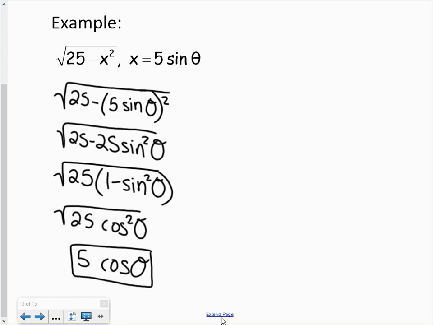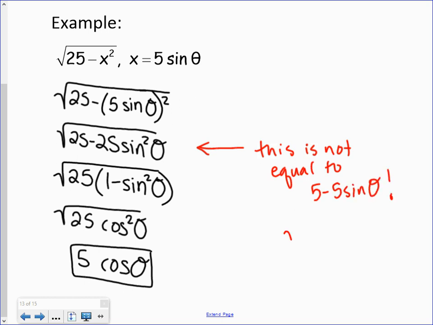If you feel like you might fall into a trap, make a little note. This is not equal to 5 minus 5 sine theta. The square root of a plus b does not equal the square root of a plus the square root of b. That is not a rule. You made that up if you use it. That one I don't necessarily require reasons for, because you're just doing the substitution and it's going to work out very similarly each time.